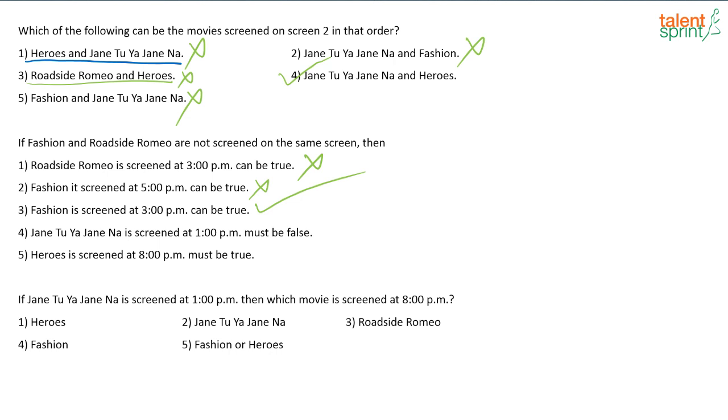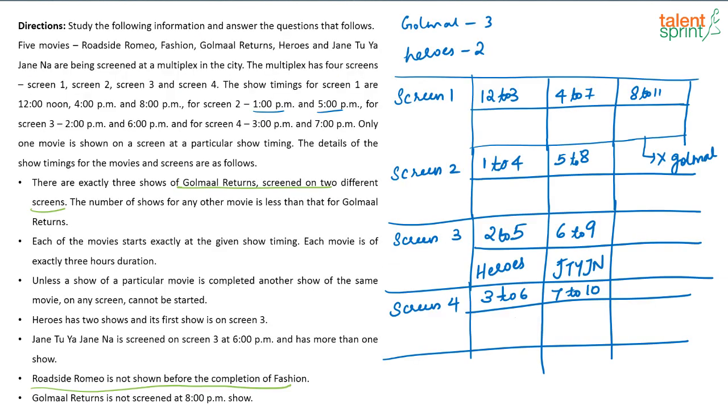Since we have got it here itself, we can stop. Already this is a time consuming question, right? So when you get the answer with one option, you can stop there. Okay. Now, Jane Tu Ya Jane Na, if Fashion and Roadside Romeo are not screened on the same screen. Jane Tu Ya Jane Na is screened at 1 p.m. must be false. So, Jane Tu Ya Jane Na at 1 p.m., right? I think in the previous question when we solved, we got this as one of the correct options, right?